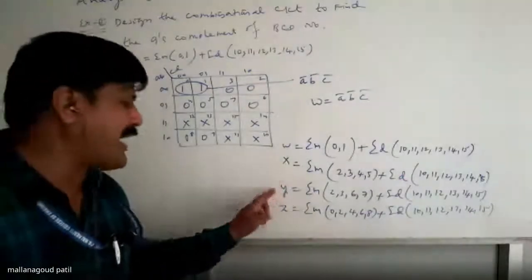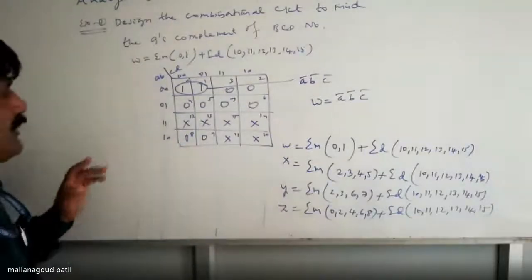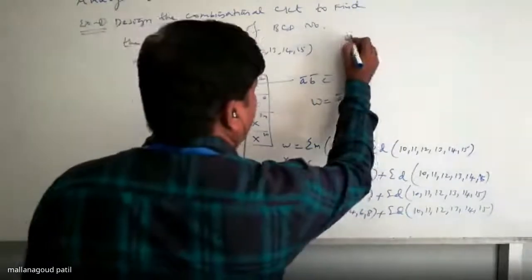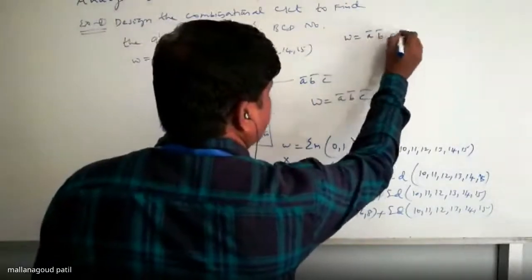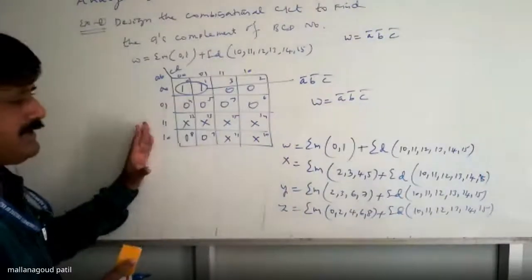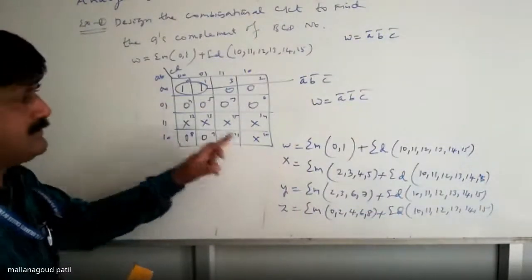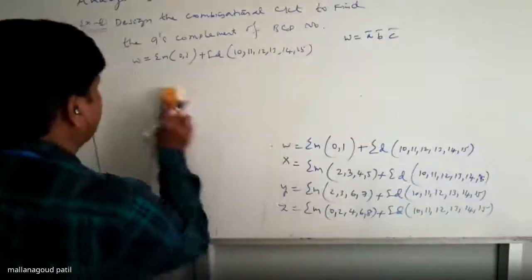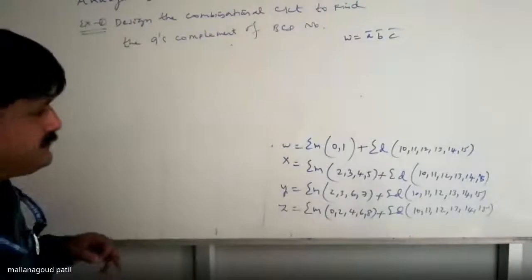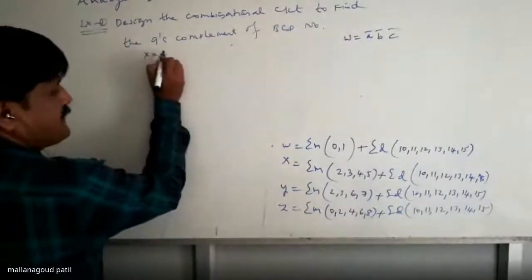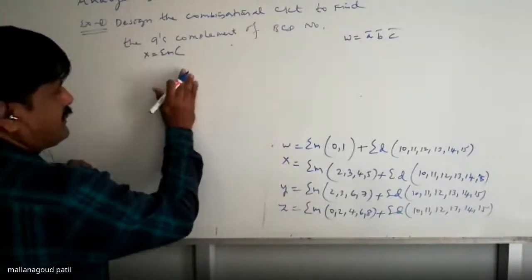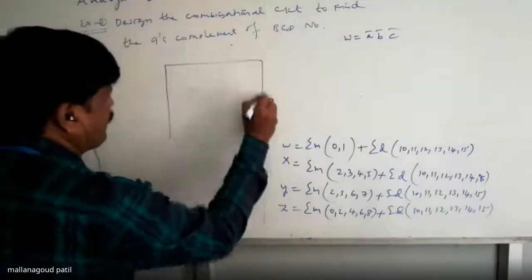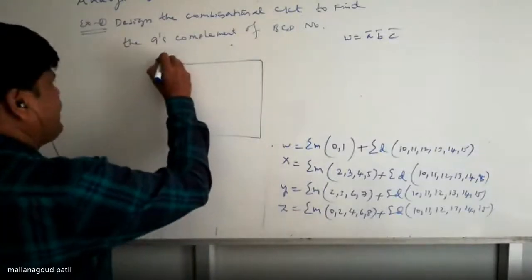Similarly, you can go for X, Y, and Z. Now I can go for the second one. I can write here: W I got will be A bar, B bar, C bar. Now I can go for X. What is X? X equal to sigma m of, I can write directly. Why rewrite once again? X once again, what do you do? You have A, B, C, D.